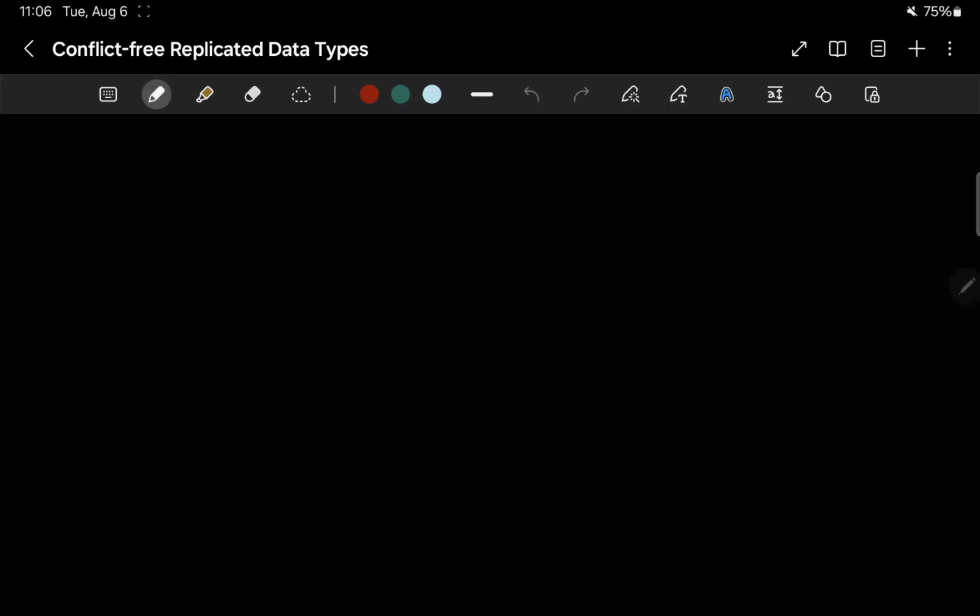Okay, so what is a conflict-free replicated data type, or what are conflict-free replicated data types? Why do we need them? Where do we use them? The best example is collaborative editing in Google Docs.